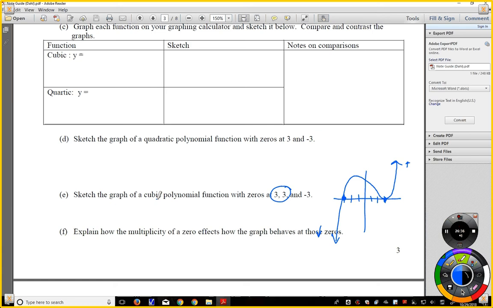Okay? All right, so take 30 seconds in your group. Write something down right here for yourself. I've tried to kind of summarize it for you, but I want you guys to summarize it for yourselves, and I'll just kind of travel around each group to answer any questions. Explain how the multiplicity of a 0 affects how the graph behaves at those zeros. So how does having multiplicity affect what you're going to draw when you sketch it?